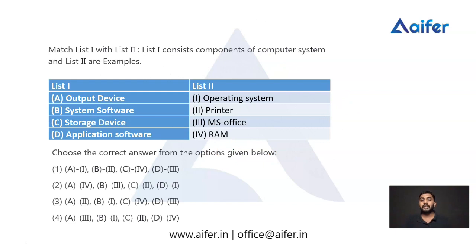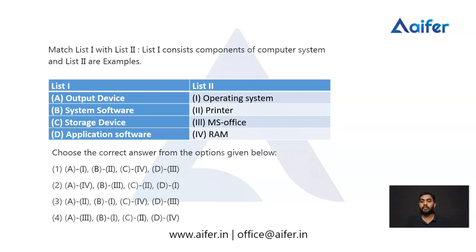So this question is match the following, and we have given two lists, list 1 and list 2. We need to match list 1 with list 2. List 1 includes the components of computer system, and list 2 are the examples of that. We need to match the component of computer system with their example. We need to identify that. Then we have given 4 options.